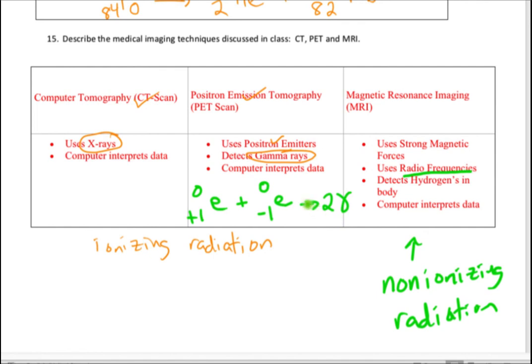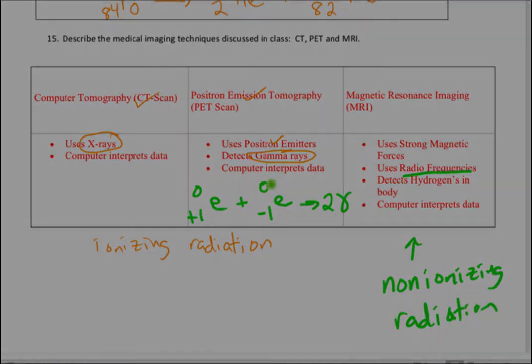And those 2 gamma rays are what is actually detected by the instrument to monitor where that drug is in the body. That's it. Thanks.